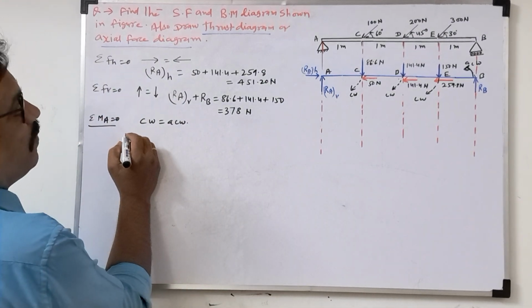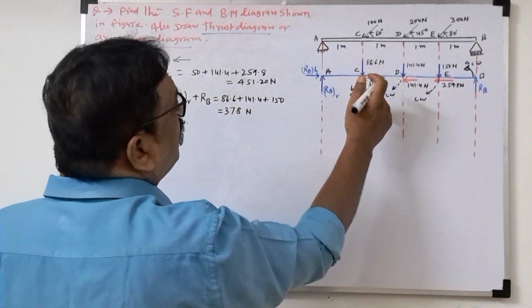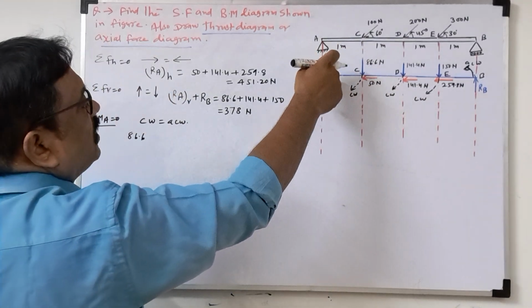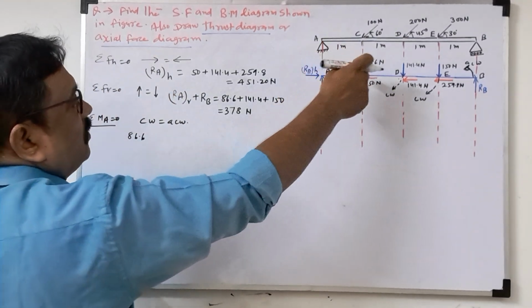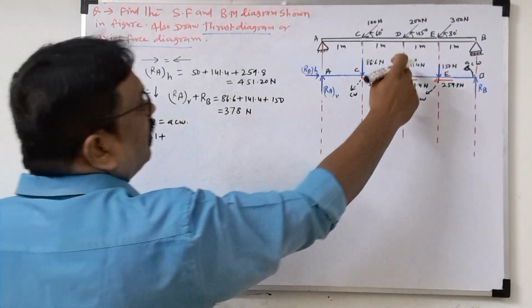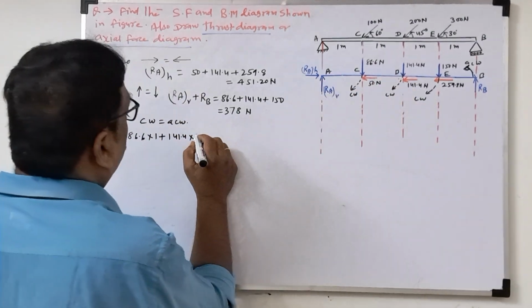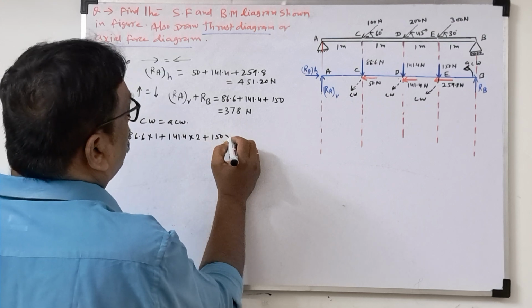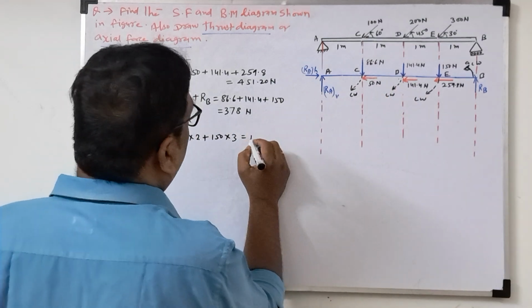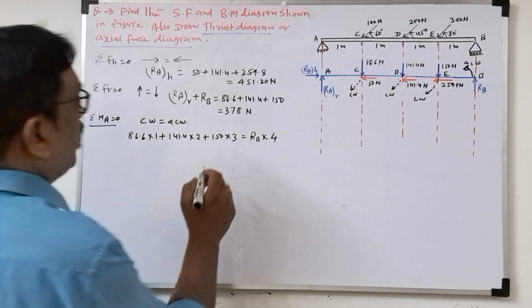So what will we write here? 86.6, force into perpendicular distance. This distance is 1, 1, 1, 1. Force into perpendicular distance is nothing but moment. About A, clockwise, force into perpendicular distance 1, so into 1. Then plus 141.4 into total distance, 1 plus 1, 2, plus 150 into 1 plus 2, 3. Distance is 3. Then anti-clockwise RB into 4. Total distance is 4. So this way we can get RB.